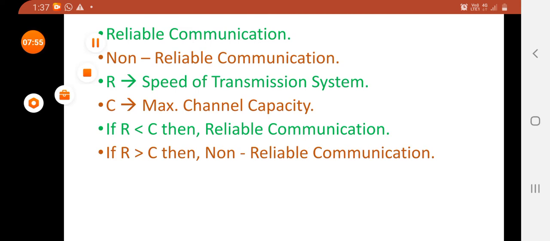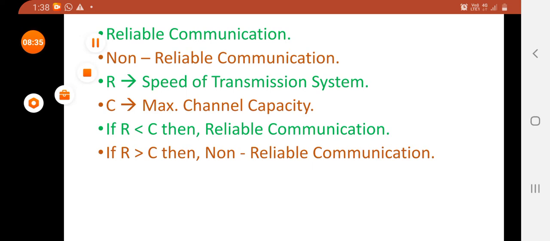Consider speed is 10 bits per second and maximum capacity of channel is 20 bits per second. It means we are transmitting at the speed of 10 bits per second, that is, sending 10 bits in 1 second, and the maximum capacity of our channel is 20 bits, meaning the channel can transmit 20 bits in 1 second. Clear? So speed is less than maximum channel capacity. When speed is less than maximum channel capacity, errors do not matter, so it provides reliable communication.